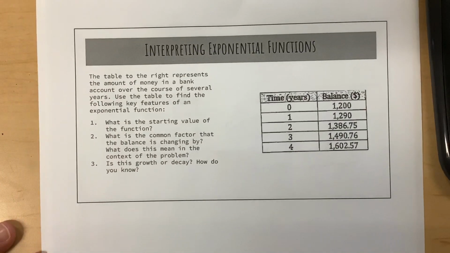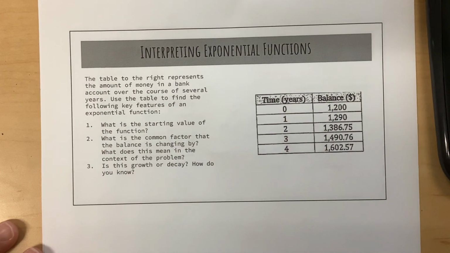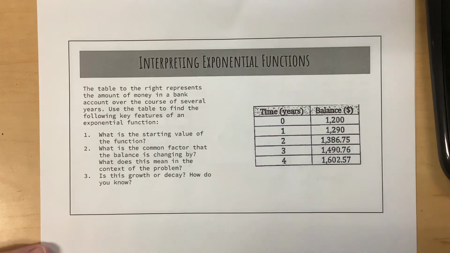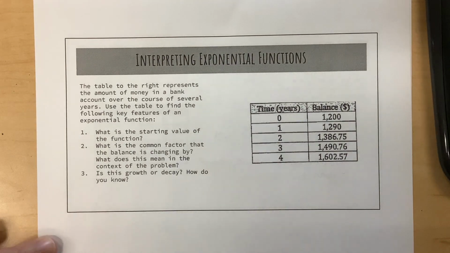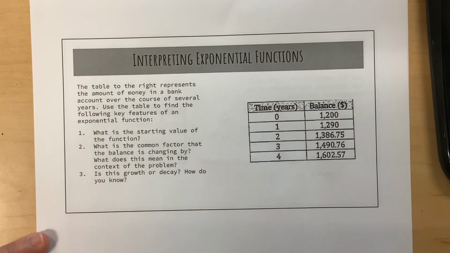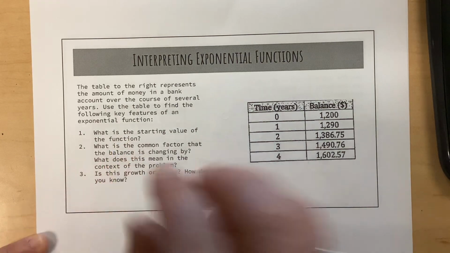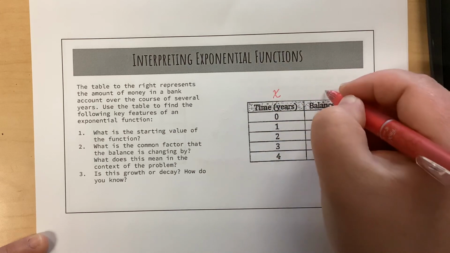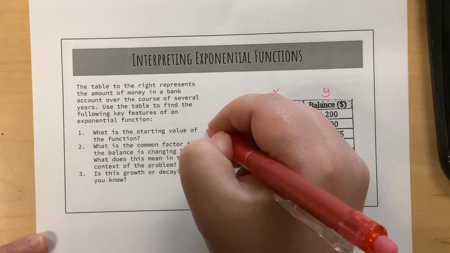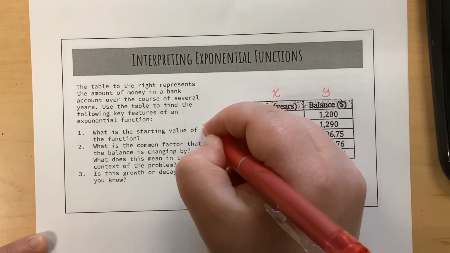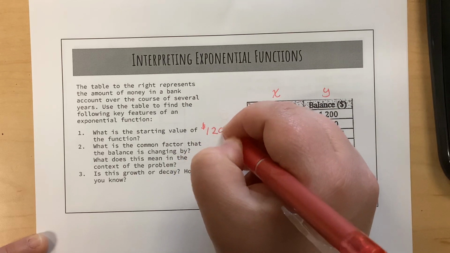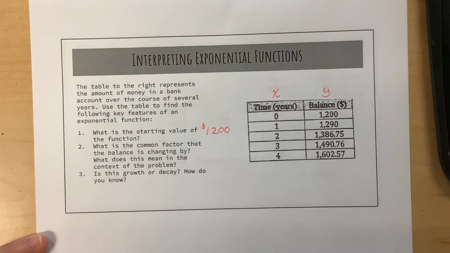All right. The table to the right represents the amount of money in a bank account over the course of several years. Use the table to find the following key features of an exponential function. All right, same idea here. What is the starting value? It's whatever y is when x is 0, and you can assume that x is on the left, y is on the right. So that means the starting value of the account is $1,200. What is the common factor that the balance is changing by, and what does this mean in the context of the problem? All right, same idea.